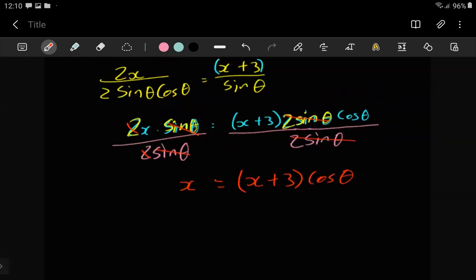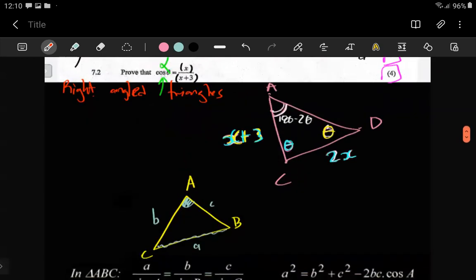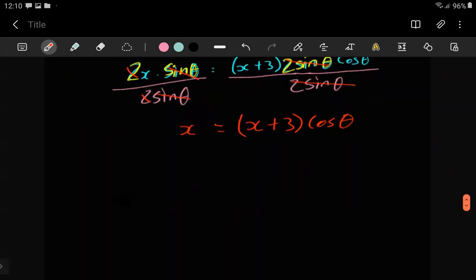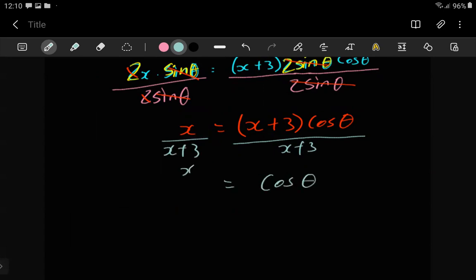And then here, judging from what they want, cos theta to be on its own. So you can just divide both sides by the x plus 3. There we go. You see it?